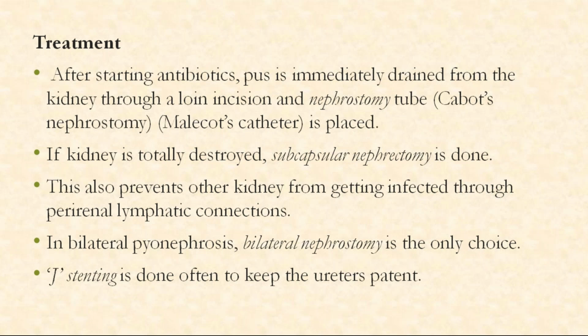Or you can get the pus out by placing a nephrostomy tube; a Malecot's nephrostomy tube can also be placed in the kidney. When the kidney is totally destroyed or spoiled, what do you have to do? A subcapsular nephrectomy should be done.